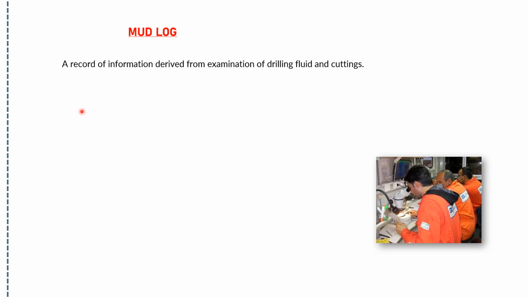Okay. The next is the mud log. What is the mud log? It's a log, a record of information derived from the examination of drilling fluids and cuttings. The drilling cuttings and drilling fluid come back from the bottom of the hole through the annulus. They examine the returned drilling fluid coming from the well to the surface, and the cuttings, and they maintain that information. That is the mud log.